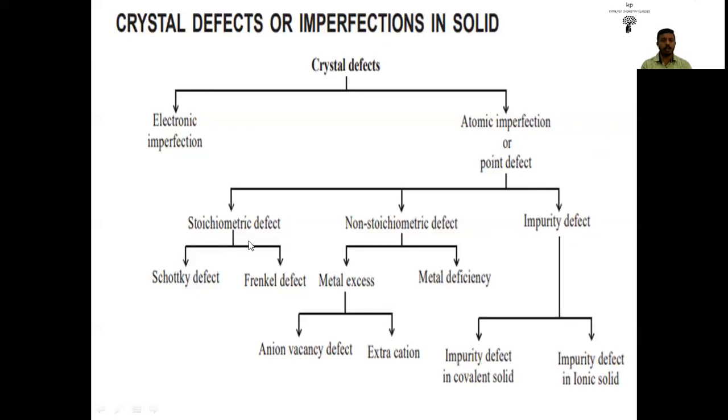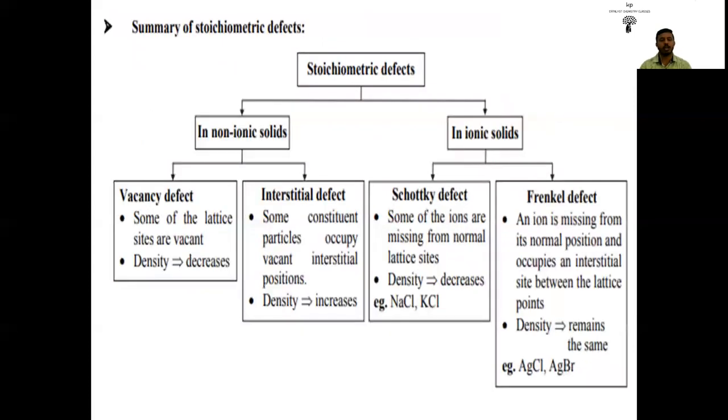If you consider the first type, stoichiometric defect, as the name itself indicates, it is the defect which retains the stoichiometric ratio of the crystal. And the non-stoichiometric defect, as the name itself indicates, changes the stoichiometric ratio of the crystal. Impurity defect, as we know, arises if some impurities are present in the crystal lattice. Further, we can discuss the types of stoichiometric and non-stoichiometric defect. If you consider stoichiometric defect, in non-ionic solids, they exist as two types: vacancy defect as well as interstitial defect.